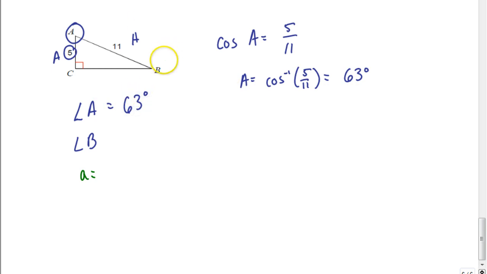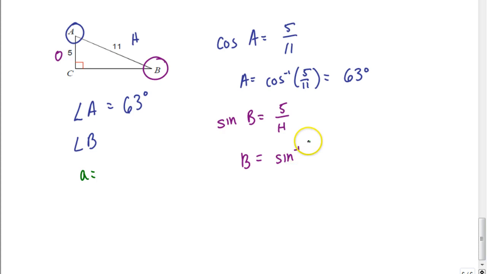Well, let's say if instead you wanted to find the measure of angle B first. Now the hypotenuse is going to stay the same, but now side 5 is opposite that angle. So we would use the opposite and the hypotenuse. So the ratio that does that is the sine of the angle. So the sine of angle B equals the opposite, which is 5, divided by the hypotenuse, which is 11. So in this case, to find B, we would take the inverse sine of 5 divided by 11, which gives you 27 degrees as your answer.